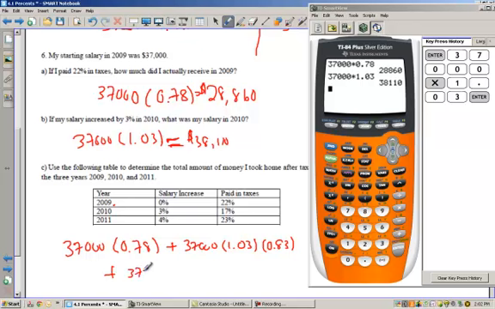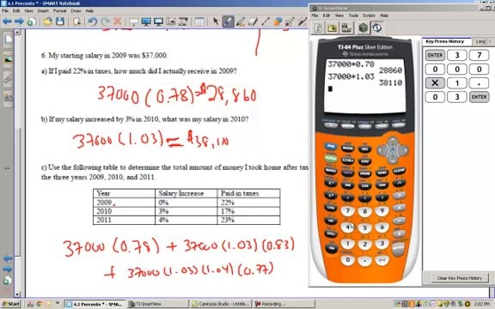And then the next year, I get an additional 4% raise. So I started in 2009 with 37,000. I got a 3% raise. And now I'm getting a 4% raise, so 1.04. And I paid 23% in taxes that year. So I didn't receive all this money. 23% of it went to taxes, so what I had left was 0.77. If you paid 23% in taxes, that means you got to keep 77%.